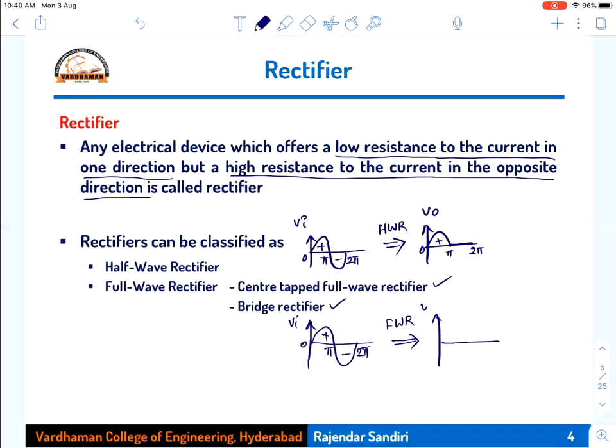Therefore, this type of circuit we call a full wave rectifier. If the output is also a full sine waveform, with both cycles being in positive directions, then we call it a full wave rectifier. In a half wave rectifier, only a half cycle will appear in the output, and the other half cycle will become zero. That's why it is called a half wave rectifier.